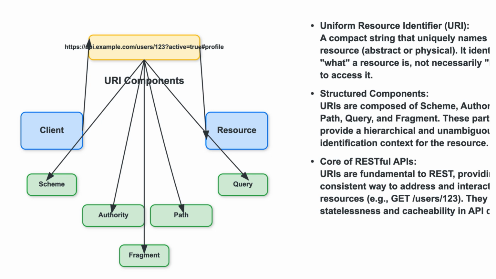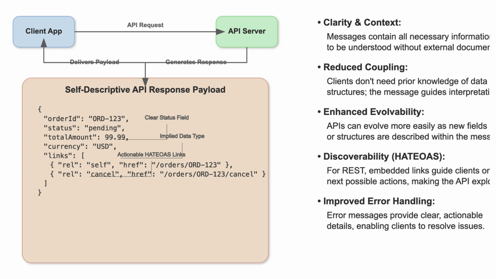GraphQL shines in scenarios where data requirements are dynamic and varied. This includes complex user interfaces, especially mobile apps needing optimized data payloads, and aggregating data from multiple microservices or backends, where a GraphQL server acts as an API gateway. It's also great for rapid prototyping.